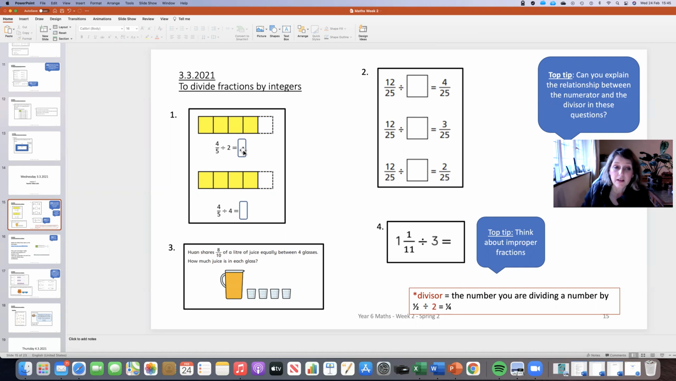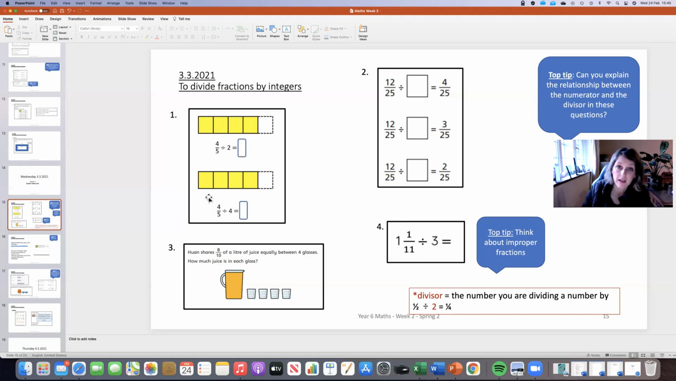So let's just think about that again. A simple check for you to make is that if the numerator is equally divisible by the divisor, so if we can see that I can divide 4/5 by 2, there's a connection there, you simply do that. So 4/5 divided by 2 is 2/5.